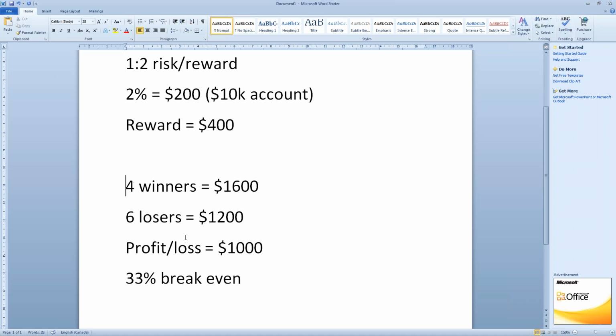So these scenarios are actually pretty accurate. You're going to lose 6 trades out of 10, but so long as you win 4 times out of the 10, you're still going to make money.